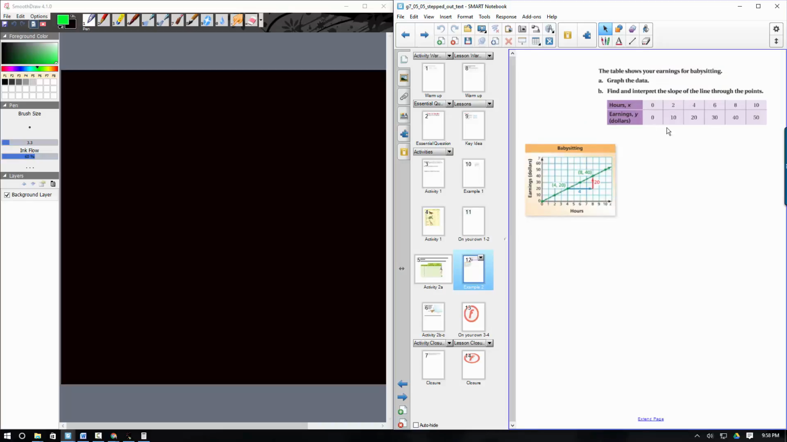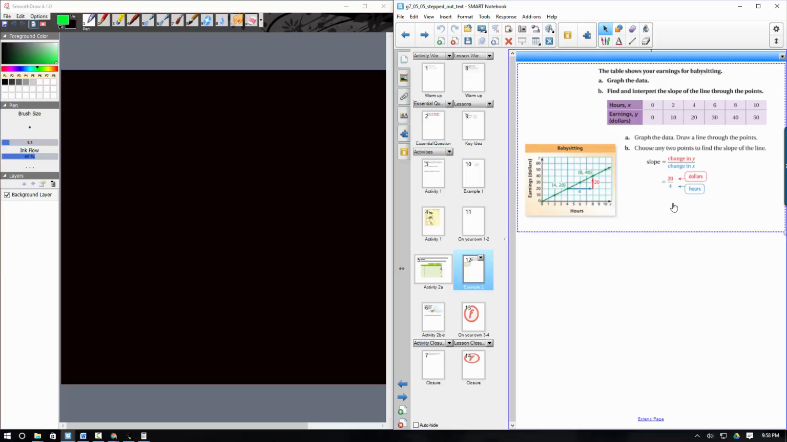It says here, look to see what the slope is. This is my change in y, so this is going by 10, and this is going by 2. So this would be 5 over 1. This one here is 20 over 4, or 5 over 1. It's the same thing.